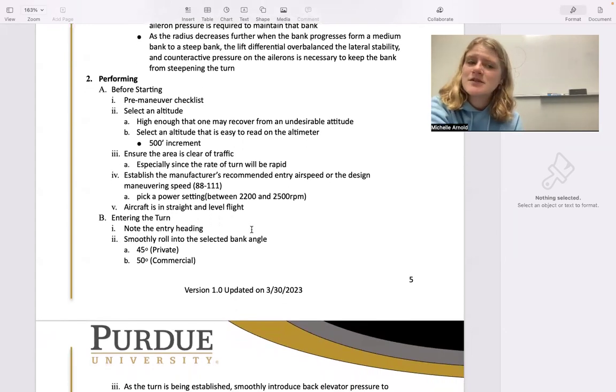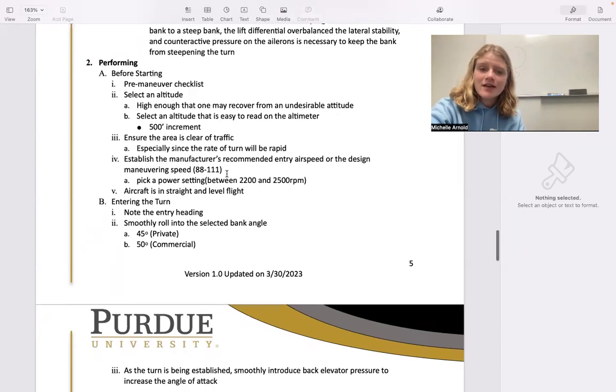So before starting the procedure, do the pre-maneuver checklist. Make sure you do your clearing turns. You want to select an altitude that's high enough so you can recover from any undesirable attitude, and easy to read on the altimeter. So I normally do around 3,000, 4,000 feet.